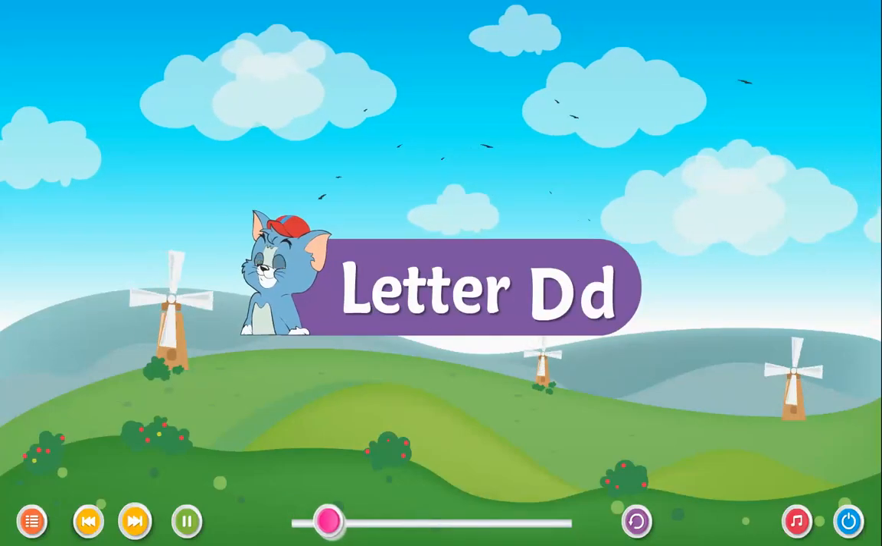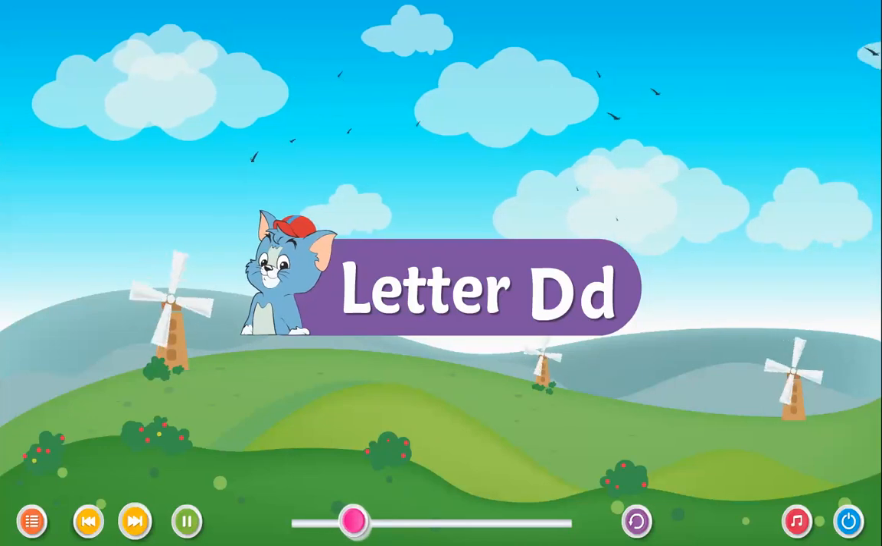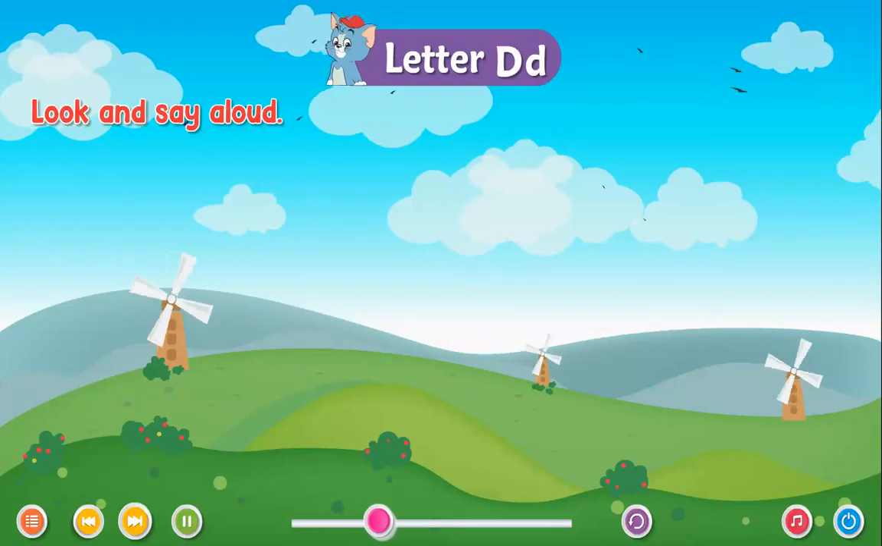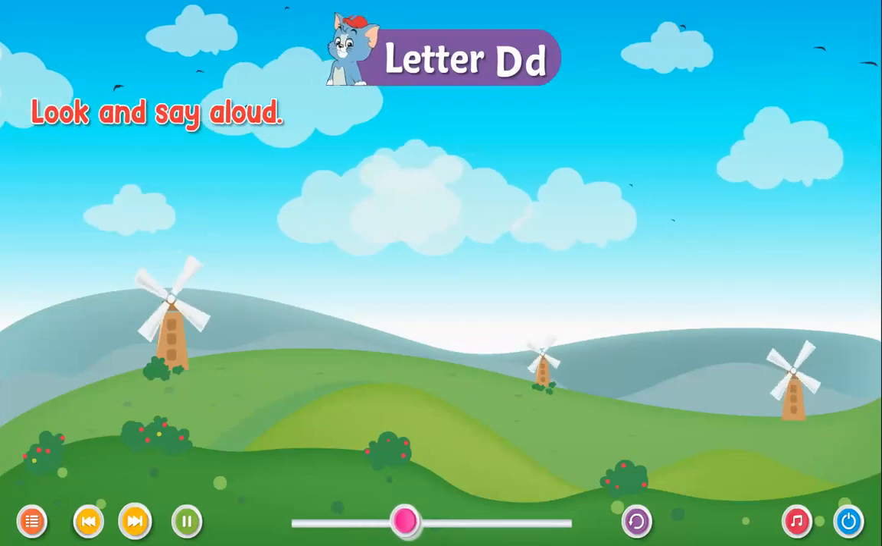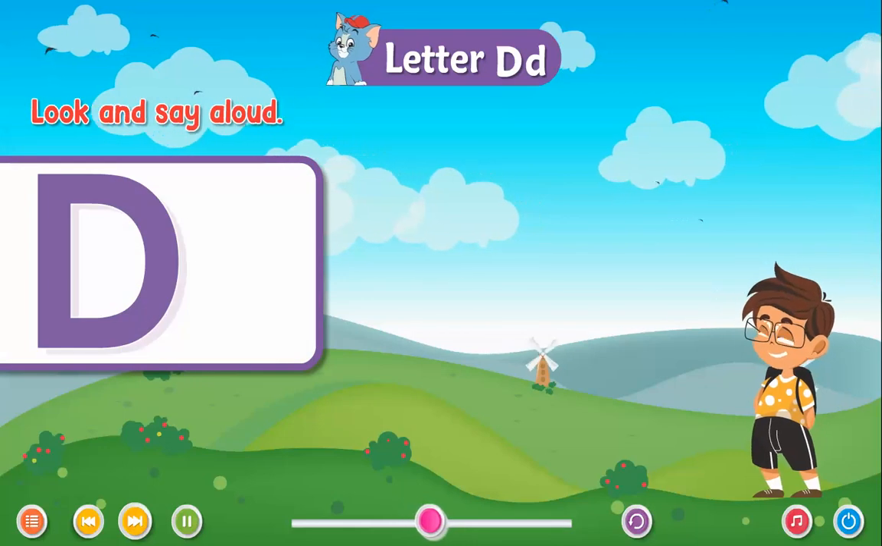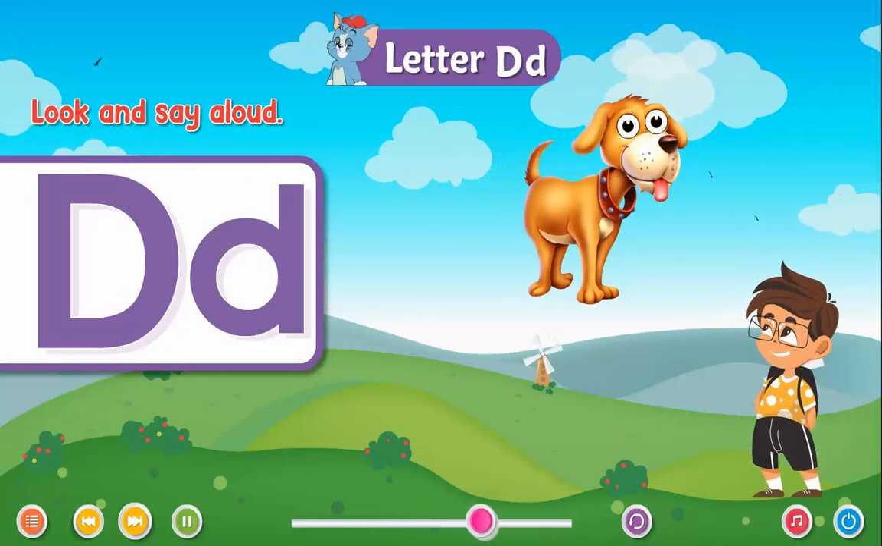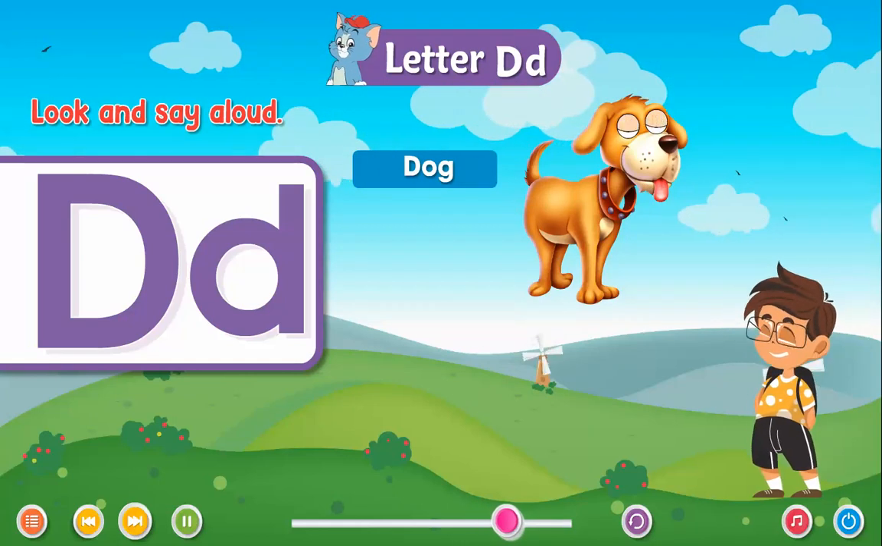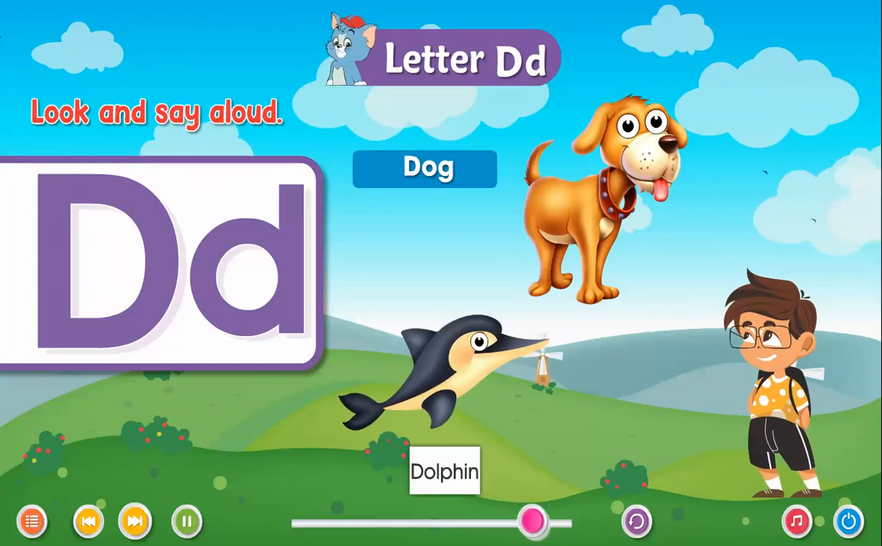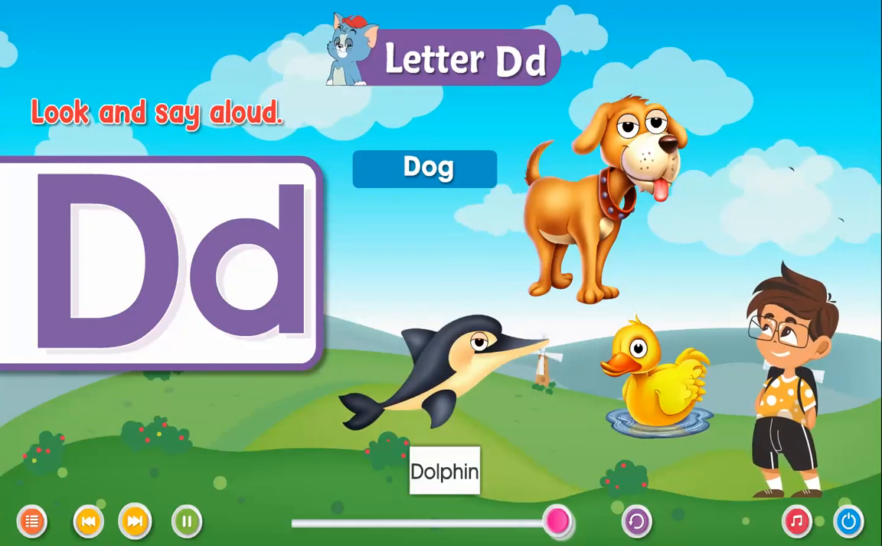Color the letter capital D, small d. Look and say aloud. Capital D, small d. D for dog. D for dolphin. D for duck.